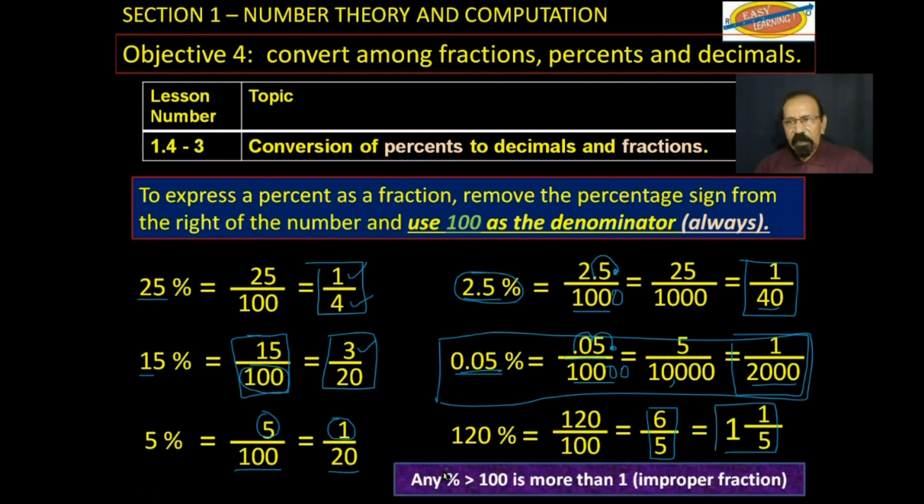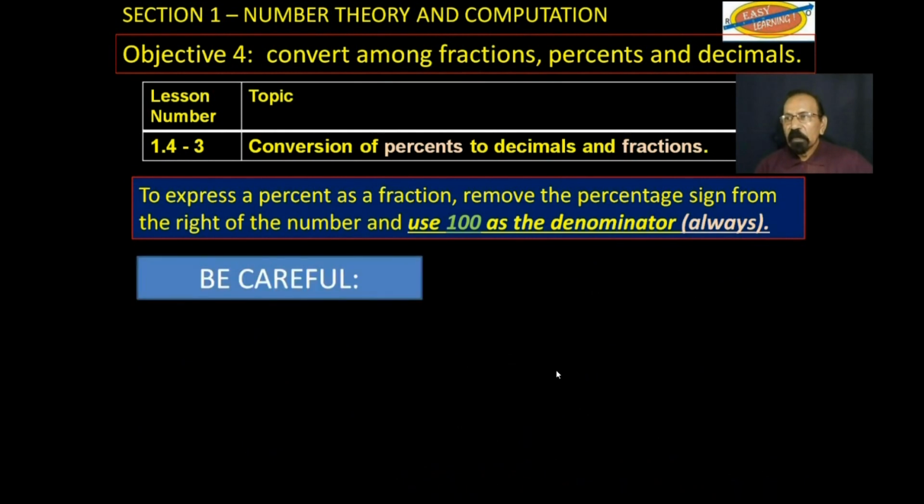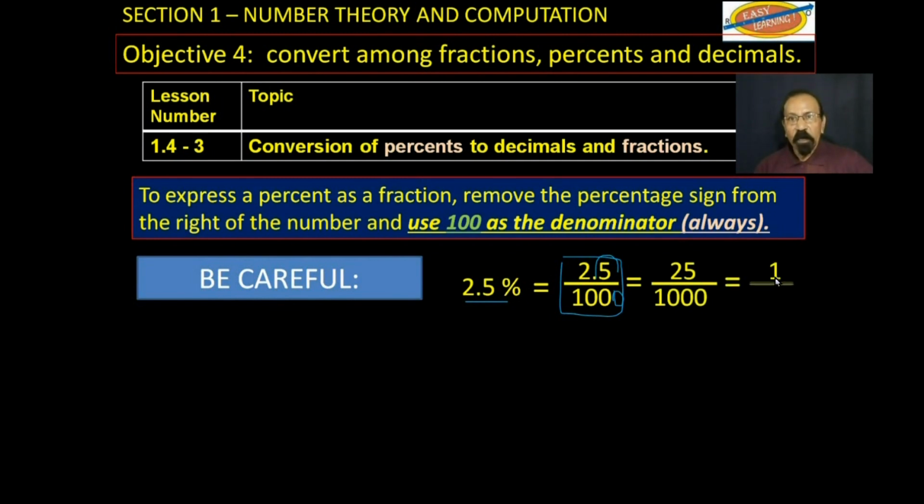Now, anytime the percentage is greater than 100, it is more than 1, which gives us an improper fraction, 6 over 5. Now, be careful here. When you convert 2.5% to a fraction, it is 2.5 over 100. That is the fraction. You can reduce that by making it a whole number and adding a 0 here. So you get 25 over 1,000, and you can further reduce that and make it 1 out of 40.